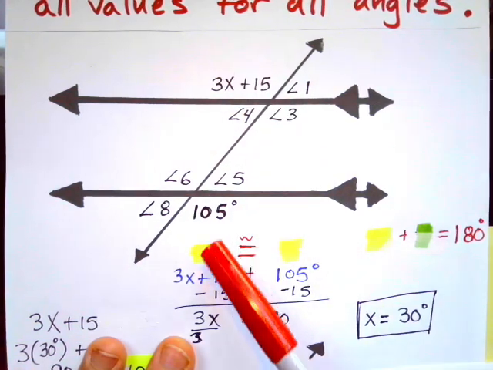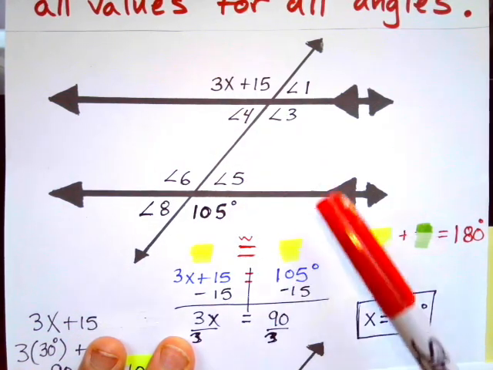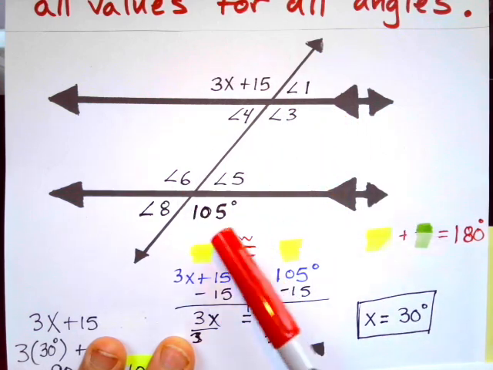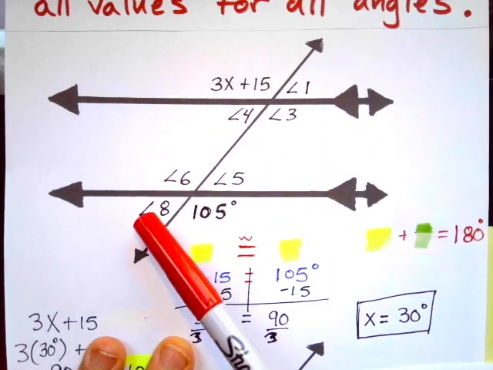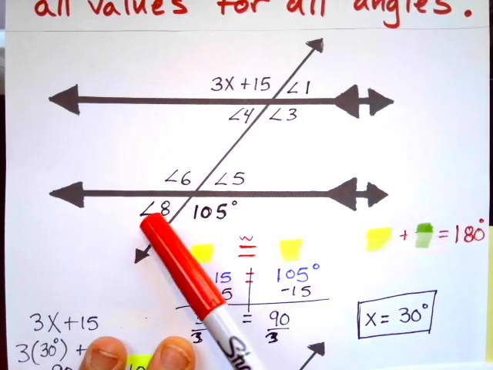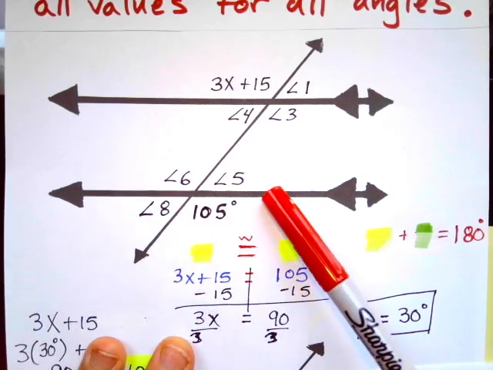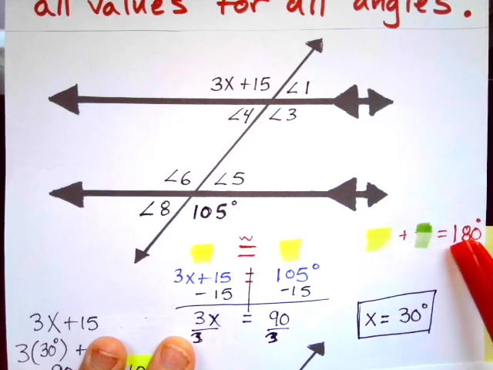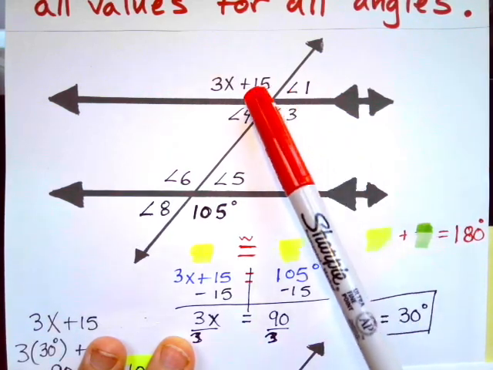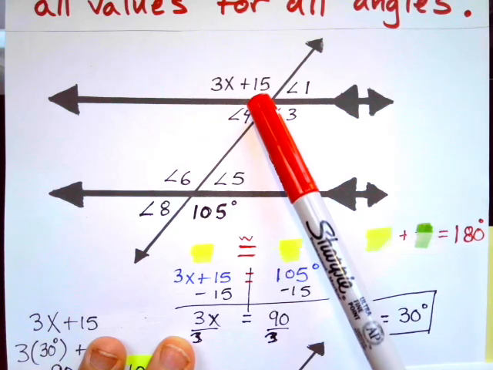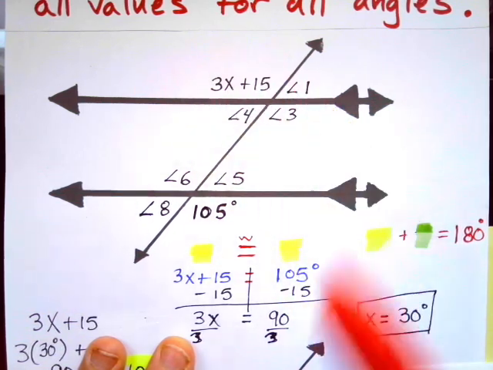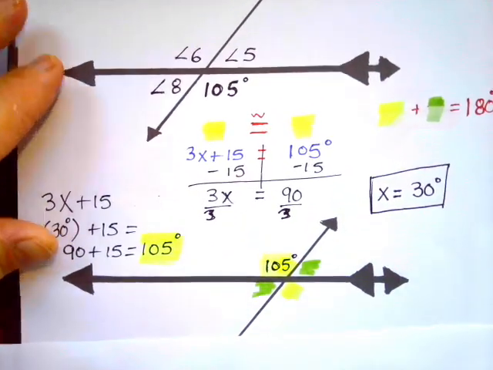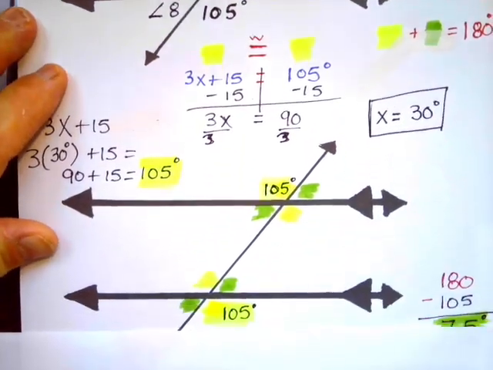105. Okay. Now I need to figure out what angle 1 is. And then I can fill in all of these angles. Or angle 8, right? Because you add these two angles together and it's a supplementary angle. They should add up, right? They should add up and equal 180 degrees. Angle 1 plus this angle 3x plus 15, or 105, should add up to 180 degrees. I'm going to show you that here down below.